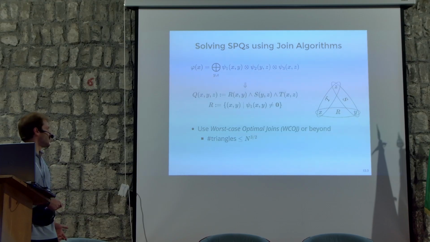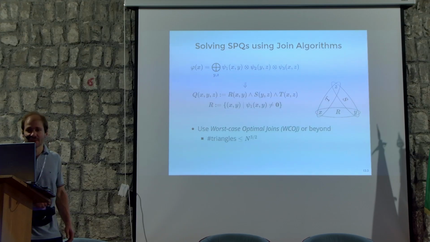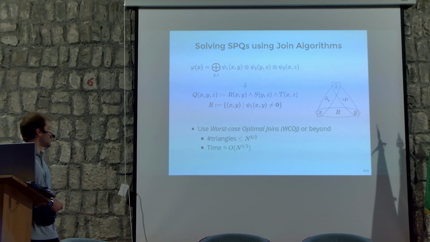It cannot exceed n to the 3/2, where n is basically the size of the supports of these functions, or basically the size of the sparse representation of these functions. And we know that there is an algorithm whose runtime matches the same bound that can compute for us this expression. And this generalizes to other queries.